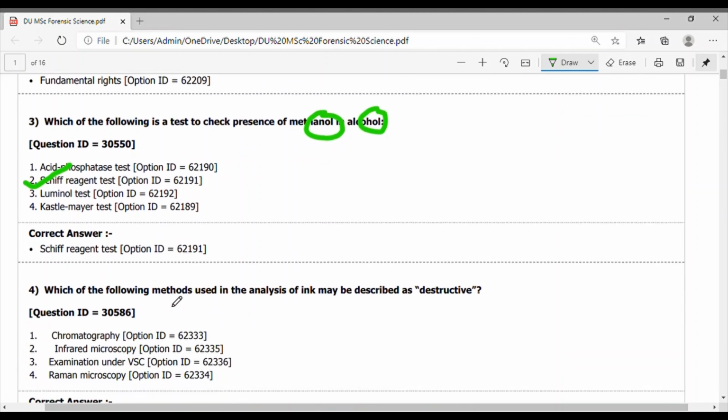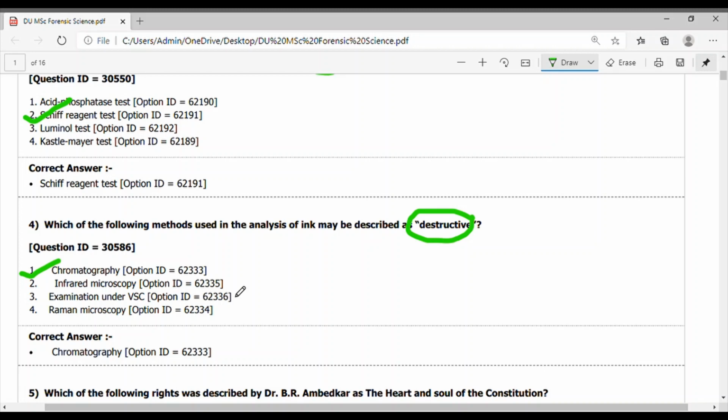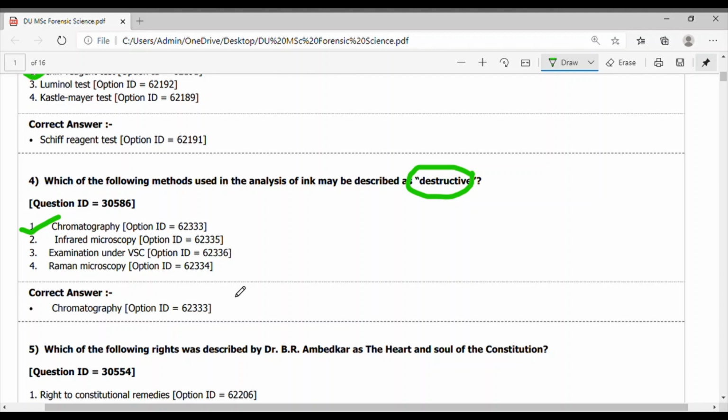Okay. Then the fourth question is, which of the following methods used in the analysis of ink may be described as destructive? Means the sample is going to be disturbed, and this happens in chromatography. In chromatography, we put this ink and all the parts of the ink get separated out, and along with this the ink is also vanished and its integrity is lost.